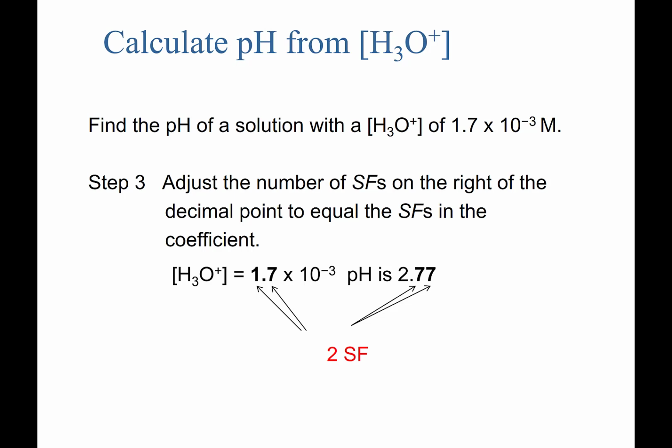All right, so this one says find the pH of a solution with an H3O+ of 1.7 times 10 to the negative 3. So if I do negative log of 1.7 times 10 to the negative 3, I get a number that's like 2.77 and so on. 1.7 has 2 significant figures, therefore I need 2 decimal places.